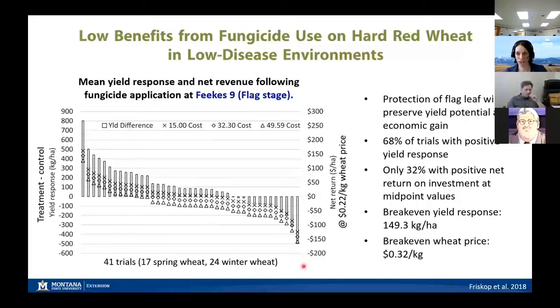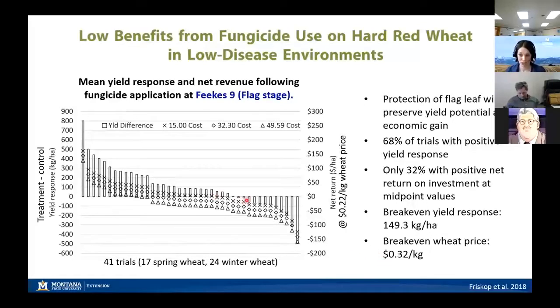Under this scenario, 68% of the trials actually showed a positive yield response, but only 32%, so only about a third of those trials, had a positive net return on investment. So although the number of trials where we had a yield gain as a result of fungicide application was similar to the application at tillering, the risk of making a fungicide application that does not result in an economic benefit is actually lower for these applications at Feekes 9 compared to tillering.